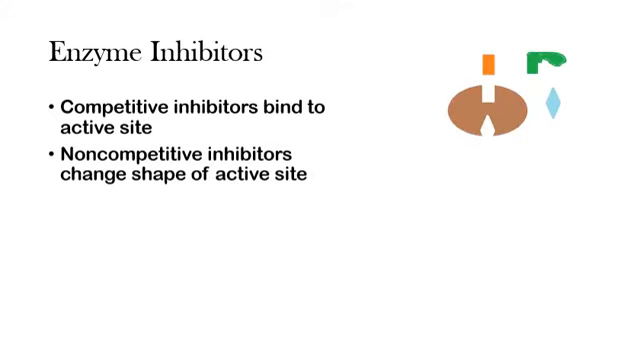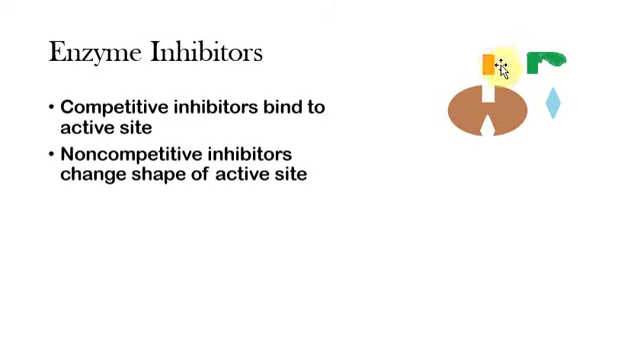Now, enzymes. For the rest of this video, we're going to be talking about different ways that your cells regulate enzymes. The first is through inhibition. There are two types of enzyme inhibitors: competitive inhibitors and non-competitive inhibitors. As the name suggests, a competitive inhibitor competes for the active site. It binds to the active site, taking up the space that otherwise the substrate would be using.